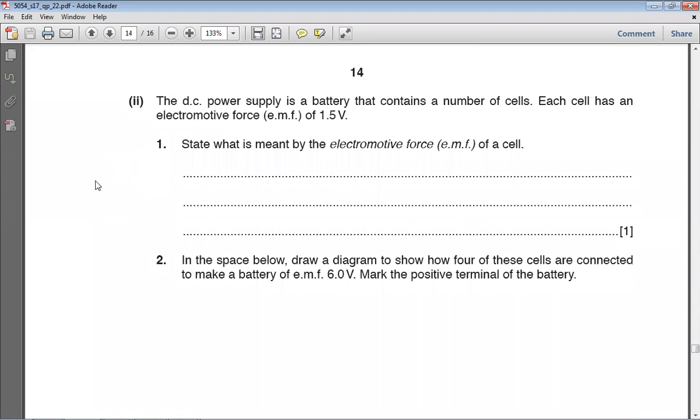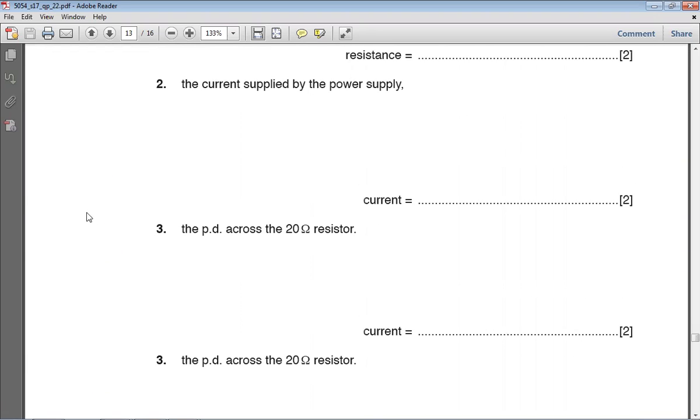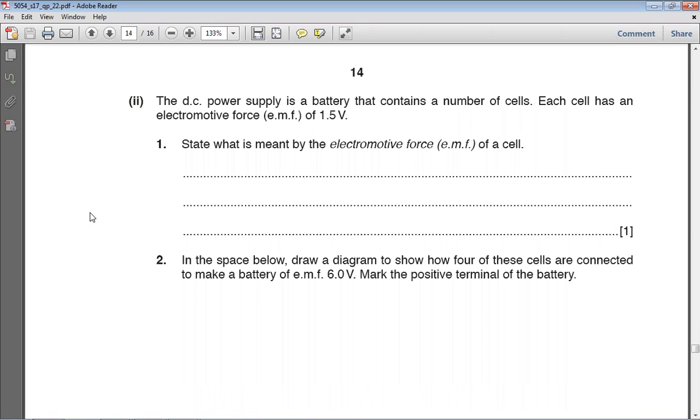Okay. Now question number 10B, and its second part. We are done with the first part. The DC power supply is a battery that contains a number of cells. Each cell has an electromotive force EMF of 1.5 volt. State what is meant by the electromotive force EMF of the cell. When you connect the voltmeter directly with the terminals of the battery, the reading given by the voltmeter is known as the EMF of the cell.